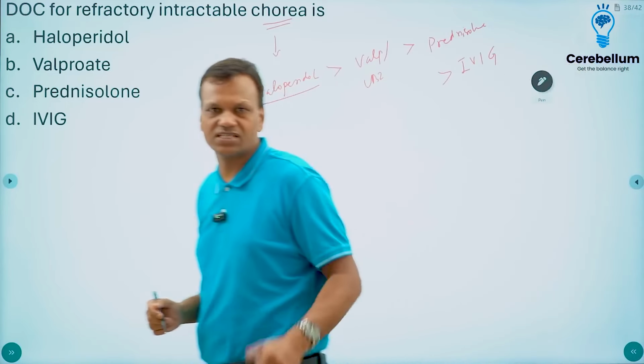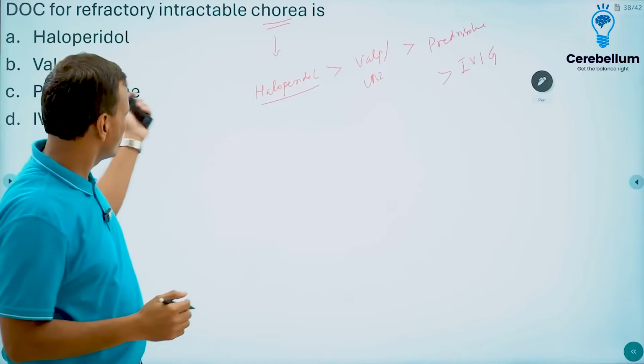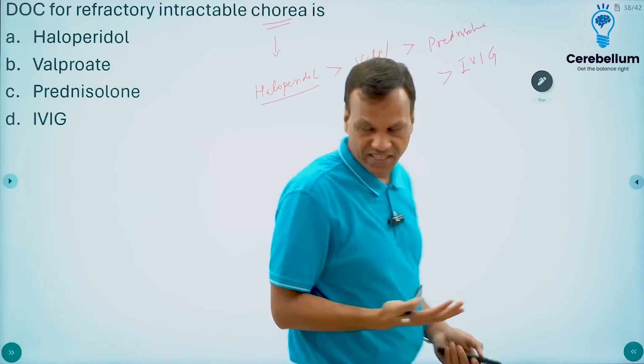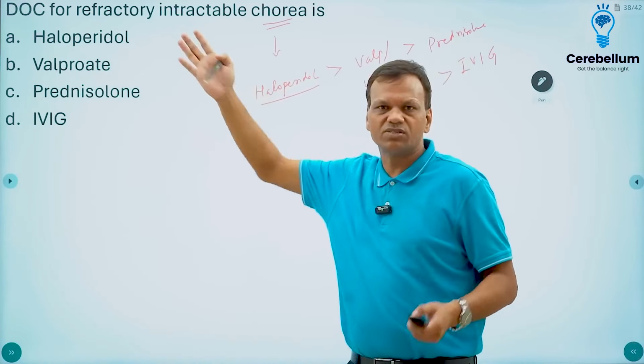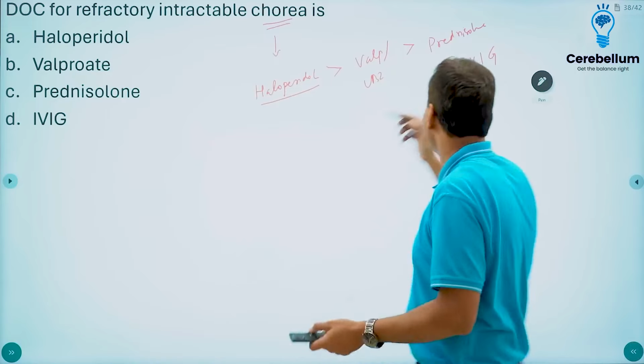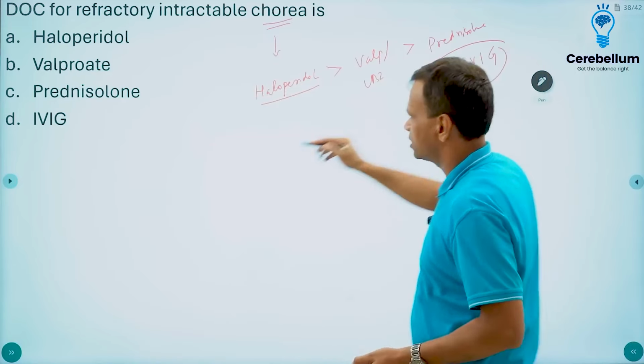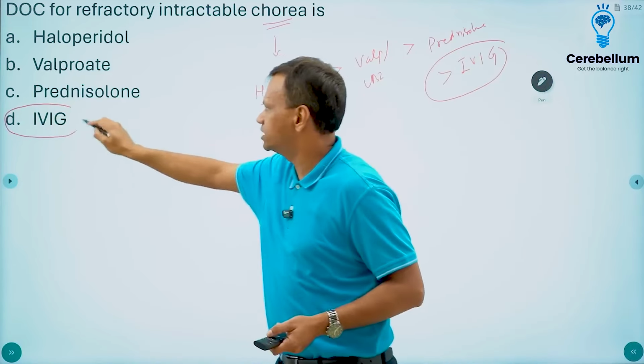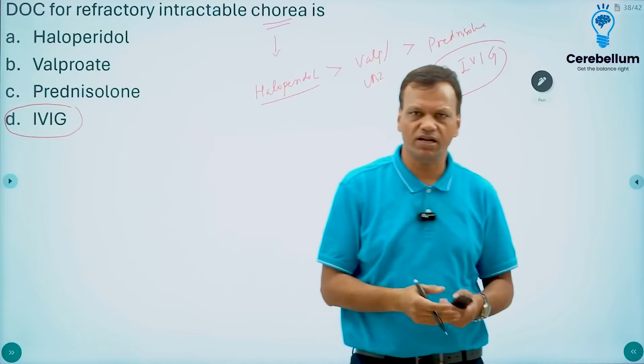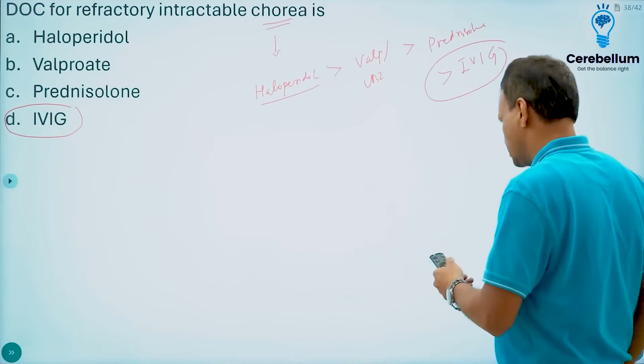That is the sequence given in Harrison. So according to the options you will choose. If they are asking intractable, that means not responding to anything, my answer will be IVIG. In this question, the answer will be IVIG, but depending upon the options given, you should choose the answer. So this is the reference of Harrison.